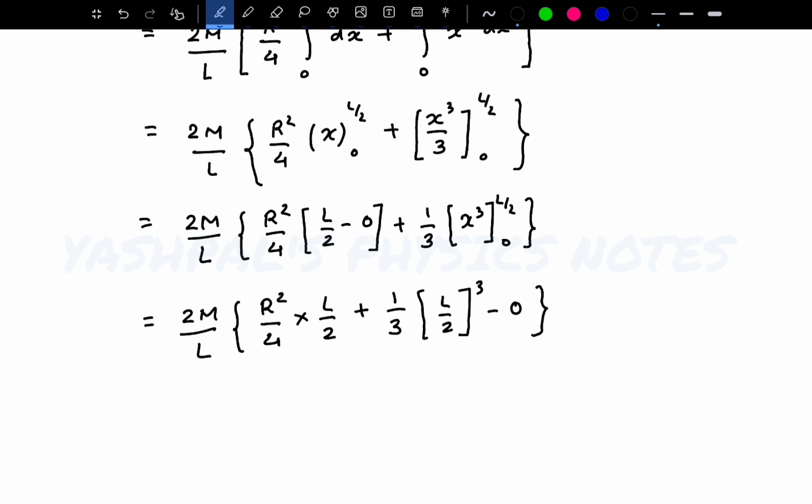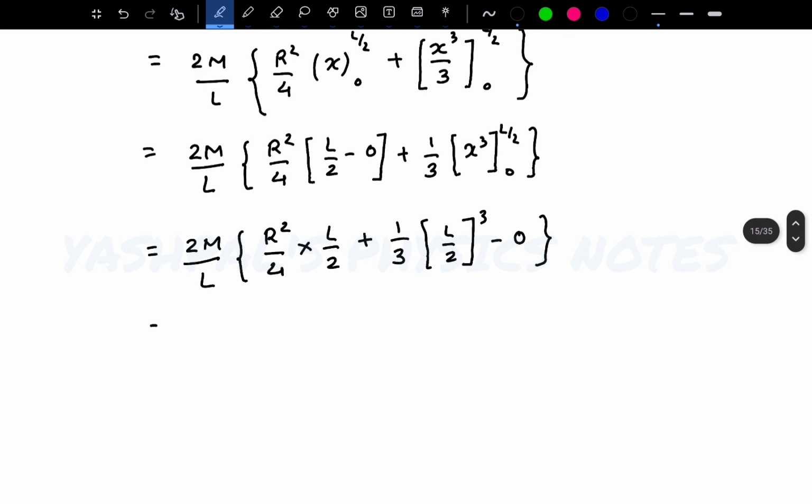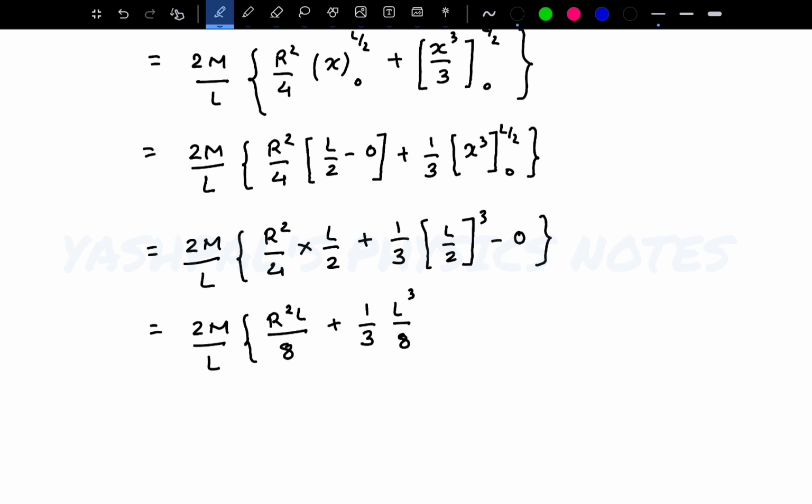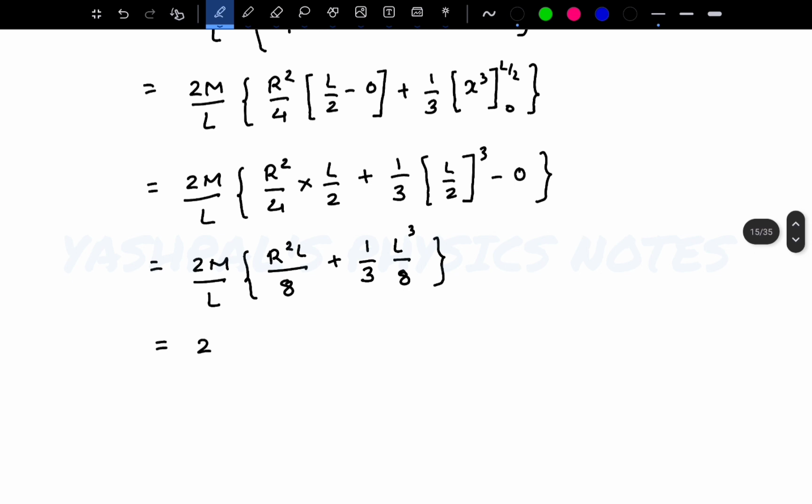This curly bracket closed, which will be equal to twice m upon L. Here I can multiply these terms, R square L upon 8 plus 1 by 3. It will become, after cubing this term, L cube upon 2 cube is 8, minus 0. We can neglect this term. Twice m upon L, R square L upon 8 plus L cube upon 24.